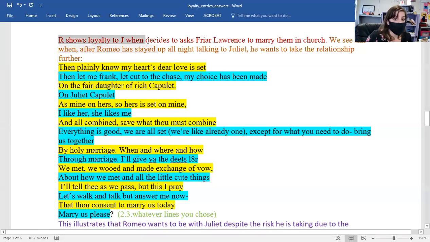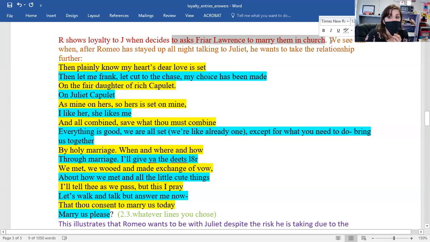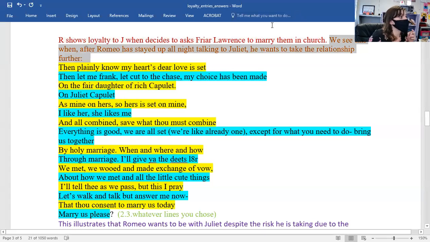So obviously this is showing a loyalty to Juliet when he decides to ask Friar Lawrence to marry them in church. Remember, your red needs to have not only who is loyal to whom, but also what decision is made. So what's decided here? Well, he's asking Friar Lawrence to marry them. That's a big decision, right? Marriage. And then remember your orange, and why I talk so much about your orange is because it's not just about the loyalty entry. Your orange is how you introduce a quote.